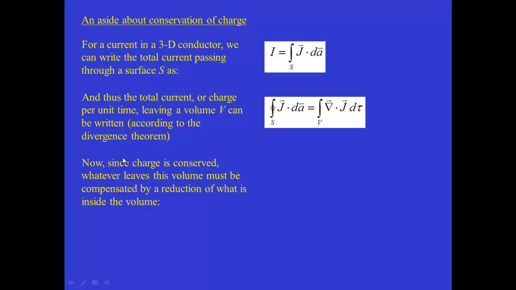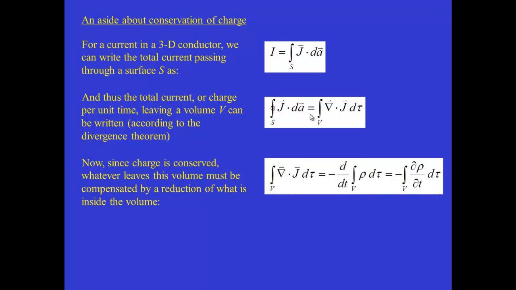And so now here's the point. If charge is conserved, then since current is a flow of charge, the current that leaves this closed surface, the current, in other words, that leaves this volume, has to be compensated by a reduction of what's inside the volume, right? So, if we can't have charge building up in some place or being removed from some place, the only way for this to work out is if this flux of current is equal to the time rate of change of the charge that's inside the volume, right? These are just two different ways of writing the same thing.